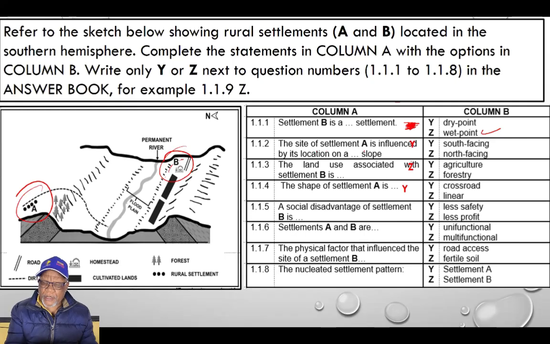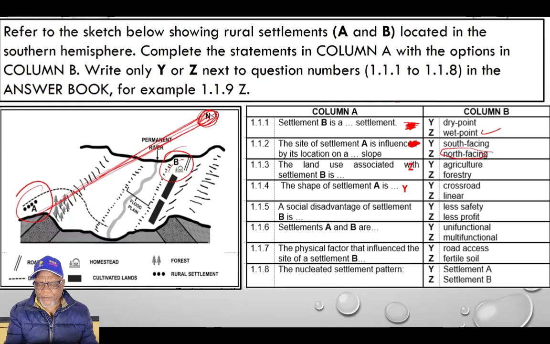The site of settlement A is influenced by its location on a south facing or north facing slope. So this one over here, because we said it is a settlement in the southern hemisphere, and there is your north there. So this settlement is facing that north there. So this settlement will be a north facing slope, not a Y. This is a north facing slope. This settlement A is north facing. There is your north, and there is your settlement there.